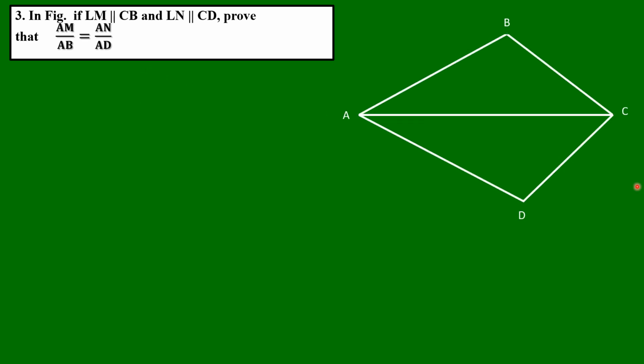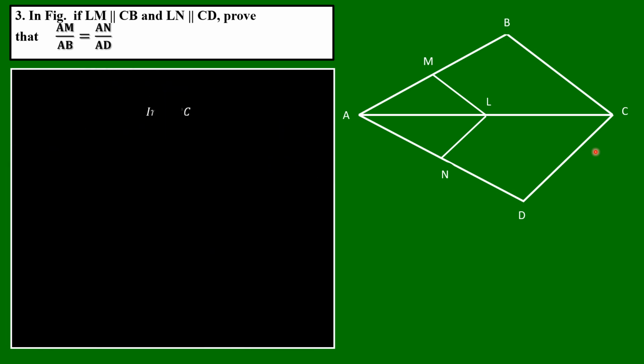So we have a figure here. Let's see what sort of figure this is. In this figure, LM is parallel to CB and LN is parallel to CD, right? This is parallel to this. We have to prove that AM upon AB, same thing, AM upon AB, AN upon AD.